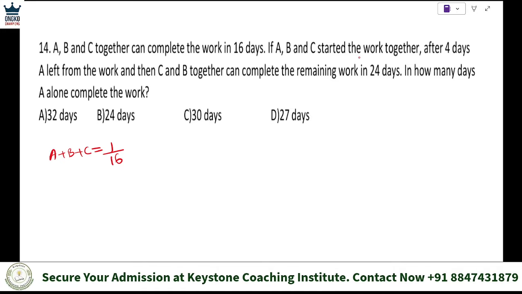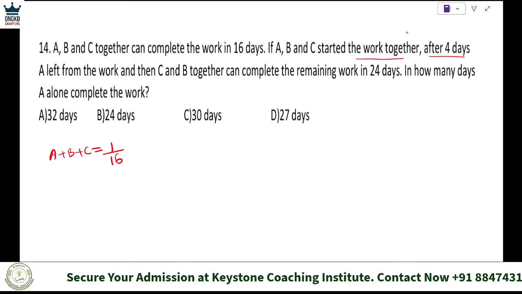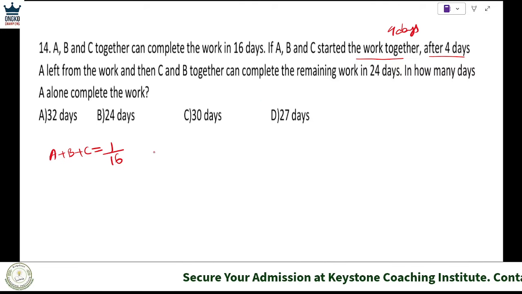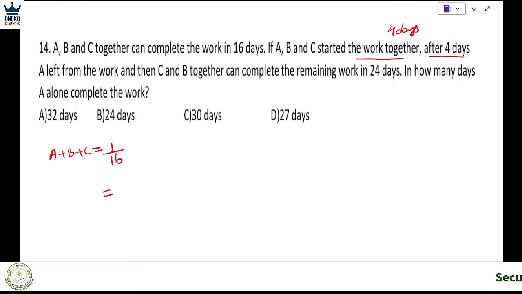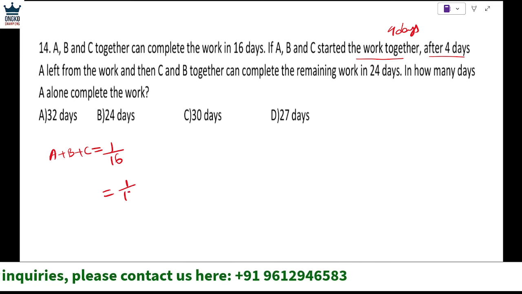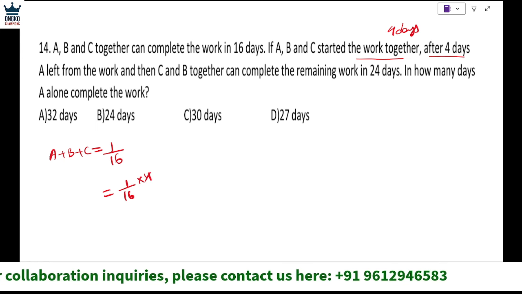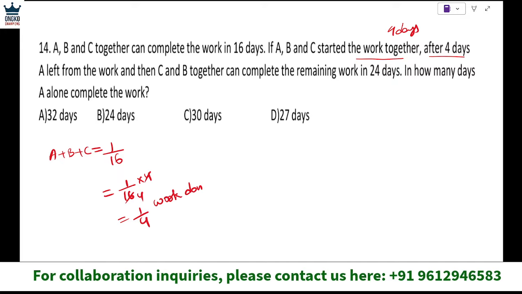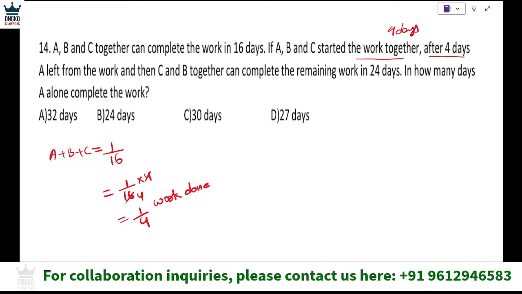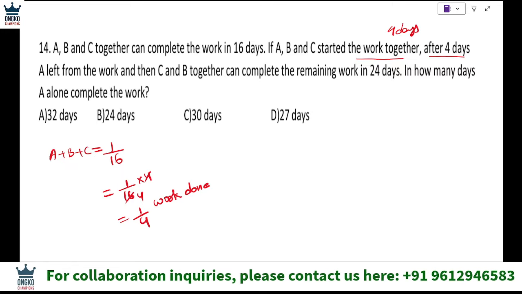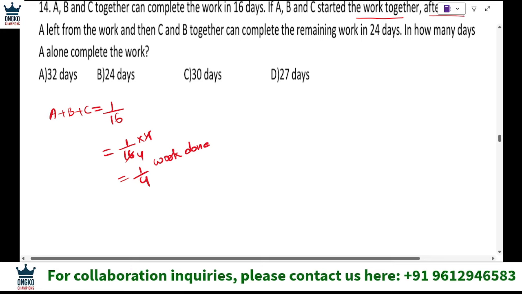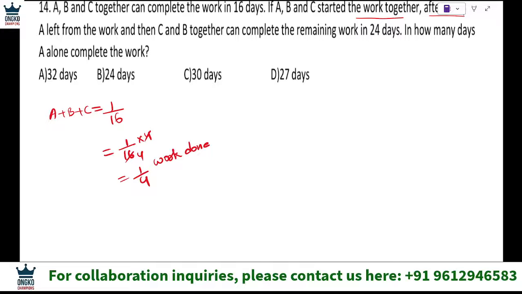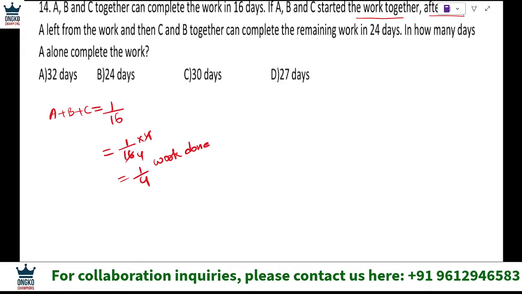Now A, B, C started the work together, but after 4 days A left. That means they worked together for 4 days. So 1 day work is 1 by 16. 4 days work will be what? 1 day work into 4 days will give us 1 by 4 of the work done. After 4 days, A left, and B or C can complete the remaining work in 24 days. In how many days can A alone complete the work?